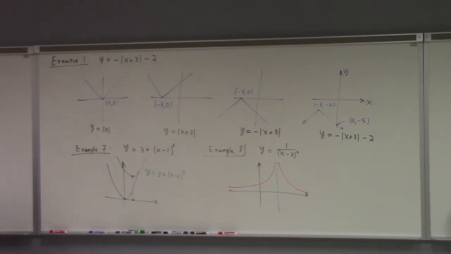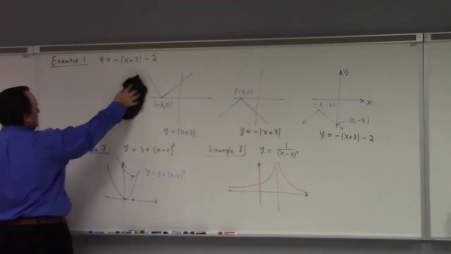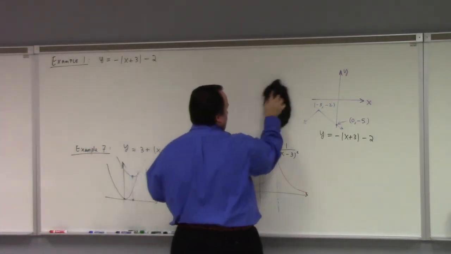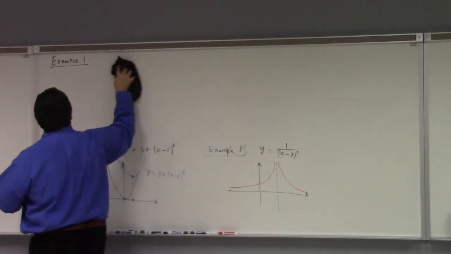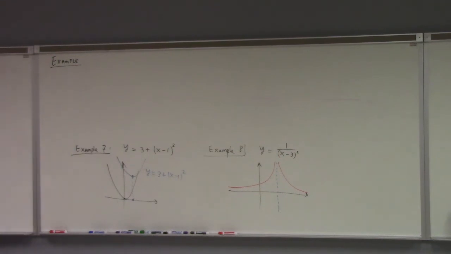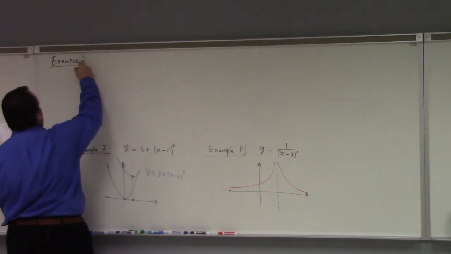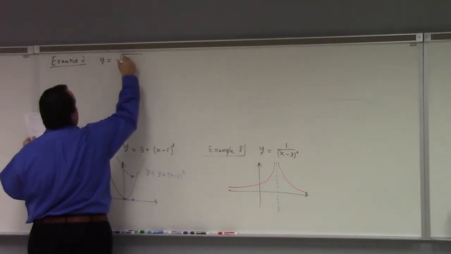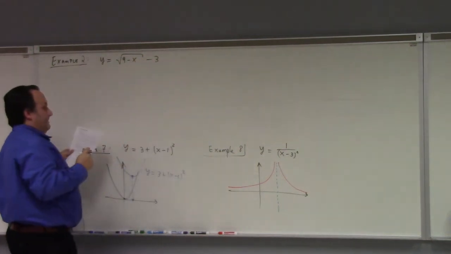Let's go on to example 2 then. Again, for example 2, I need to switch things up. Steps 2 and 3 are bogus. I need to fix those, so we'll deal with it as we get to it. All right, so example 2. I'm up against y equals the square root of 9 minus x, minus 3.